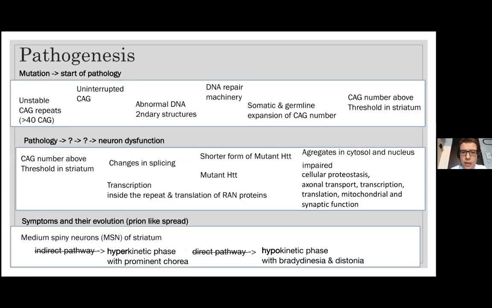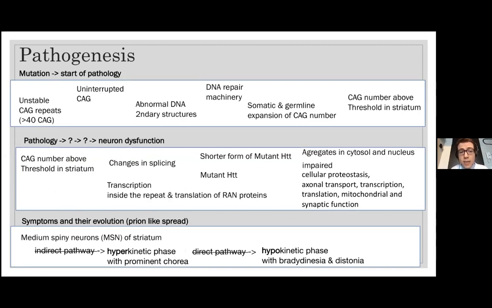Okay, so now I will try to make a summary of the research in these fields for the last 30 years. Okay, this is a lot. I tried to make it as simple as possible. Okay, so we definitely know that there is a mutation which has a number of CAGs that is above 40. And this mutation is unstable. And it's particularly unstable if it is just CAGs uninterrupted.